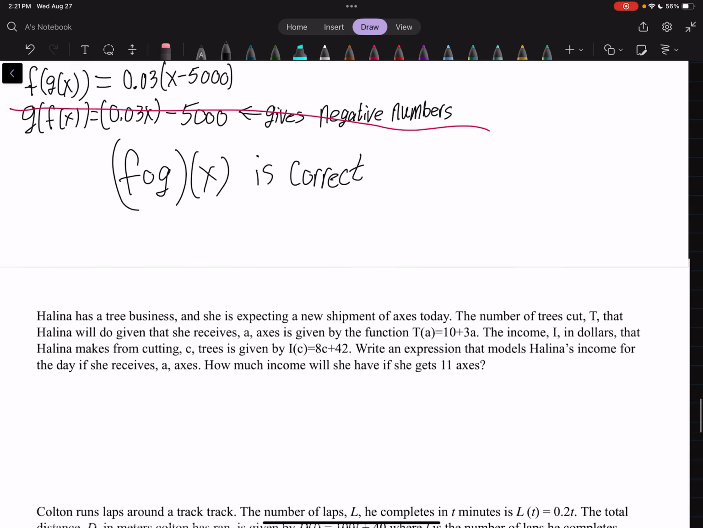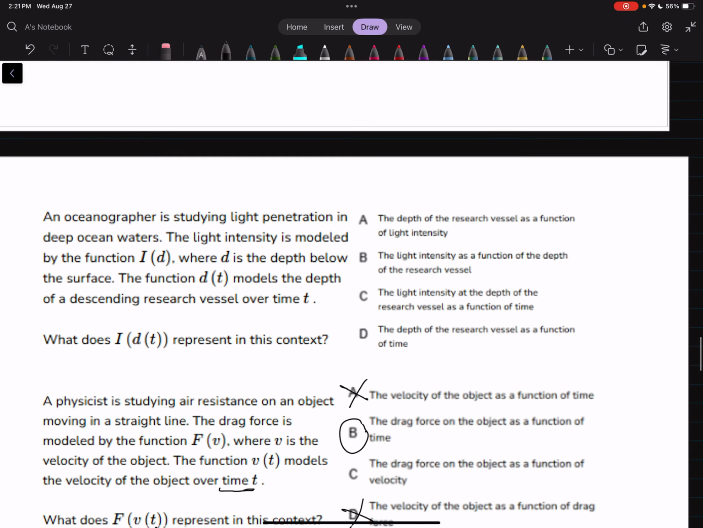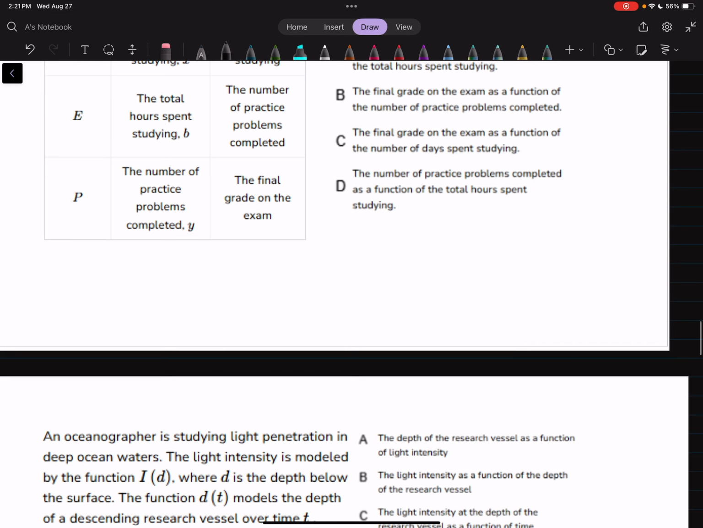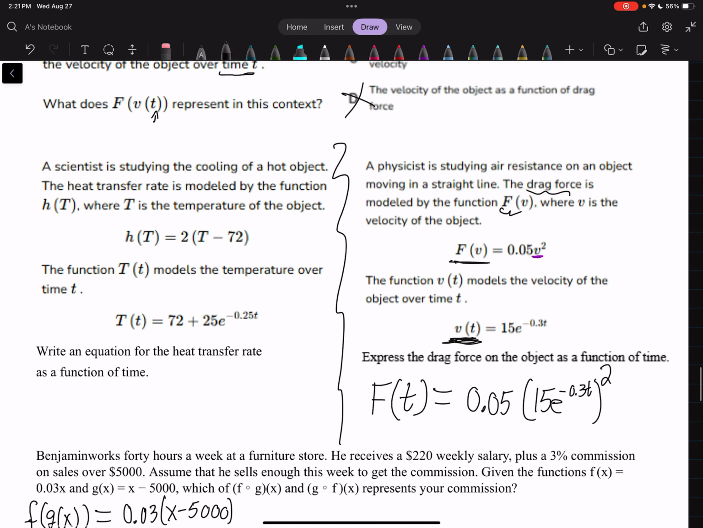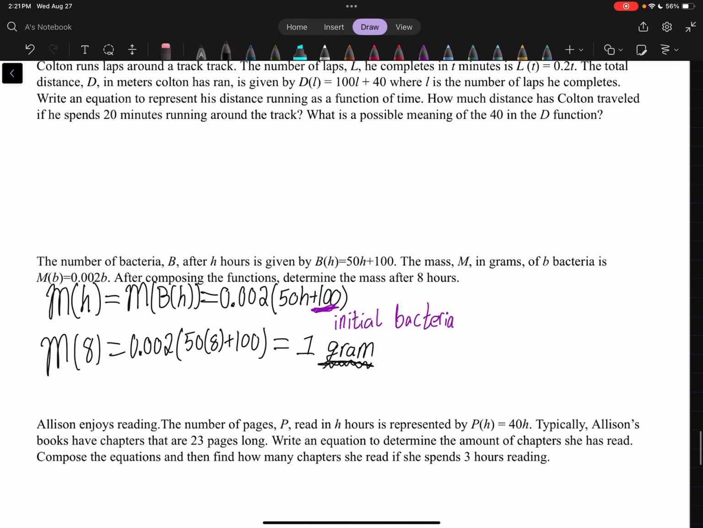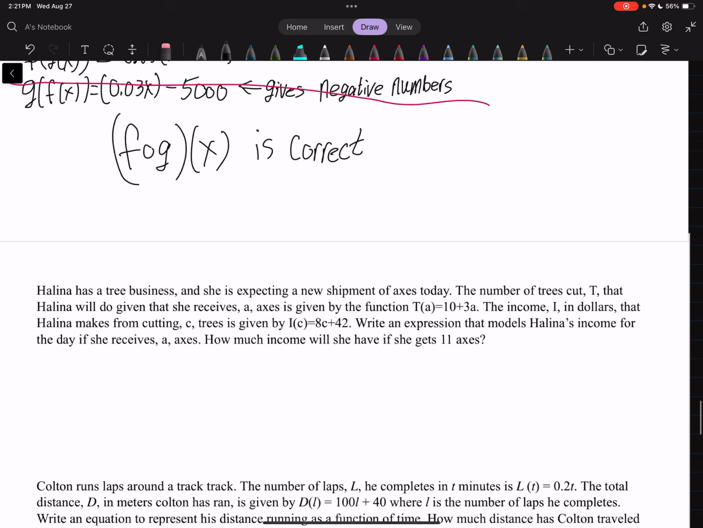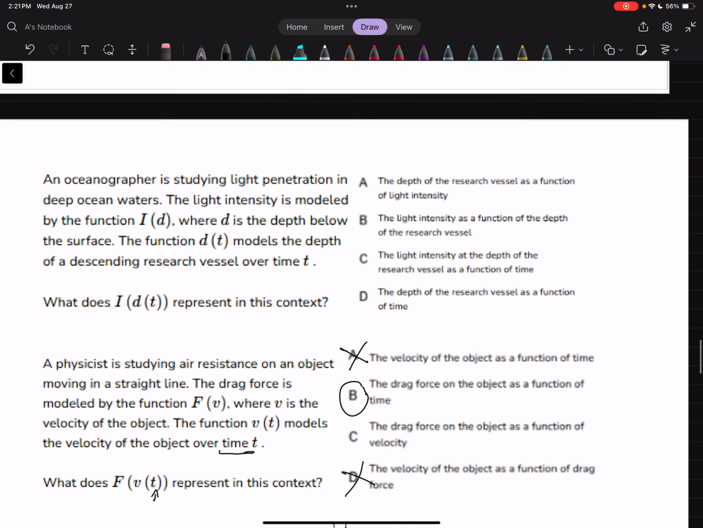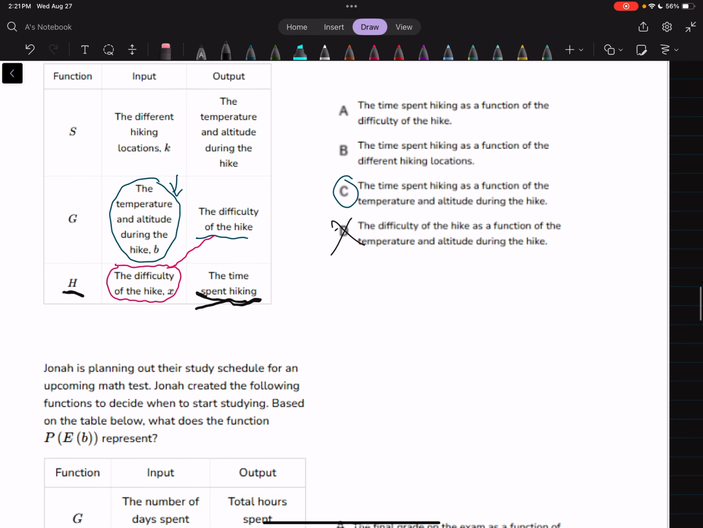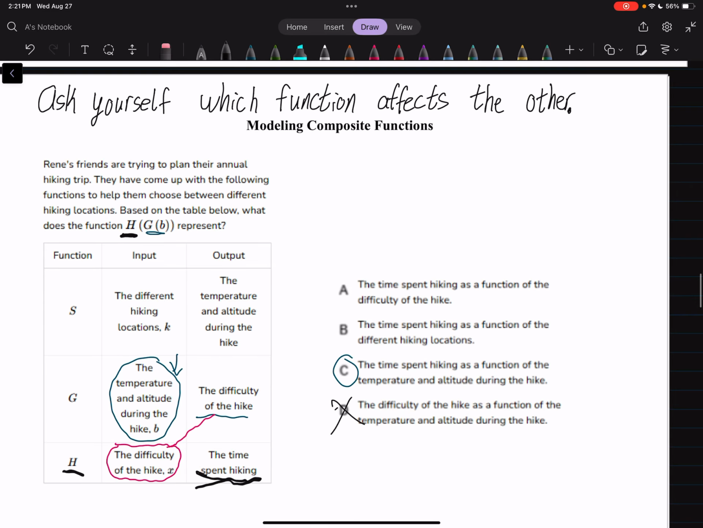All right, try the rest of these problems. You have 1, 2, 3, 4, 5, 6, 7 problems to work today, and you are done with modeling composition problems. All right, I hope you have a great rest of your day.